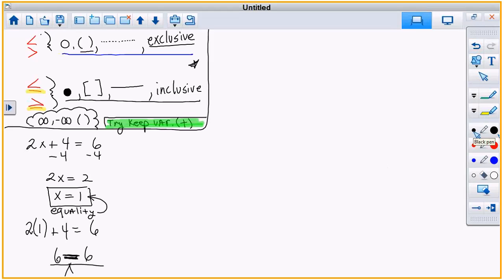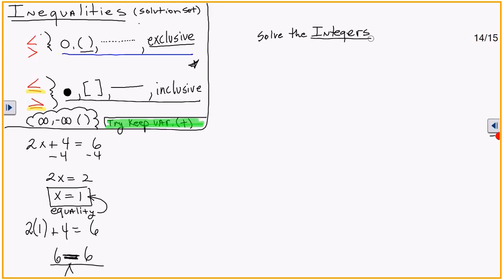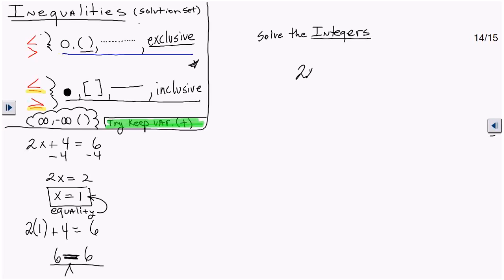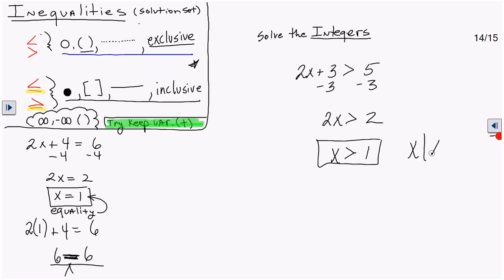What do you mean, Hubert? Well, let's say the directions are up here and it says solve, and it'll say integers. You've got to read the directions. When it just says real numbers, that's what we've been doing. But when it says solve for the integers, we can take the same problem, 2x plus 3 greater than 5, minus 3, 2x is greater than 2, x is greater than 1. And set builder notation would be x such that x is greater than 1.